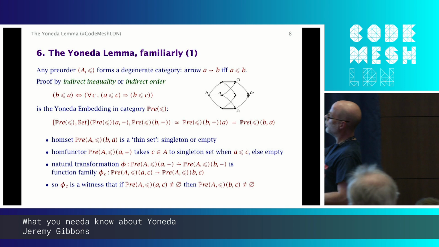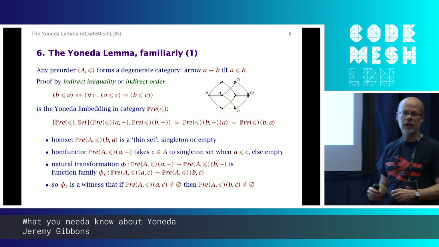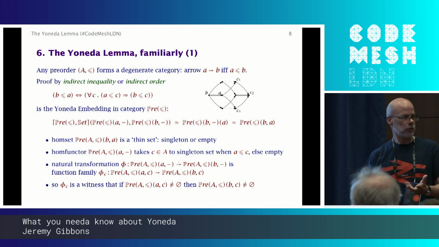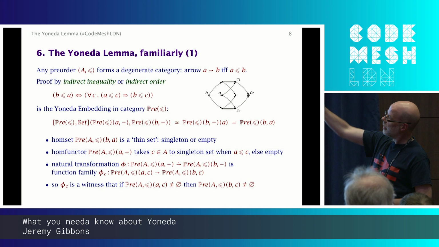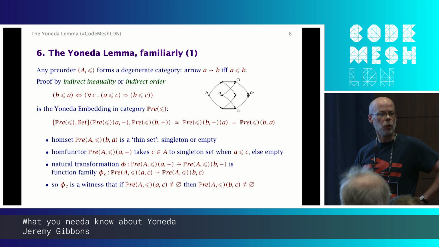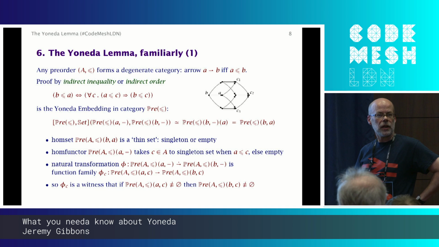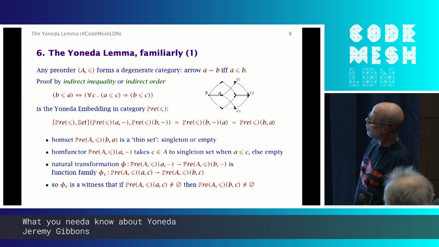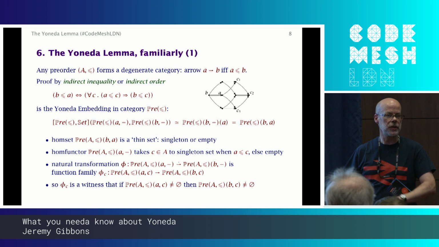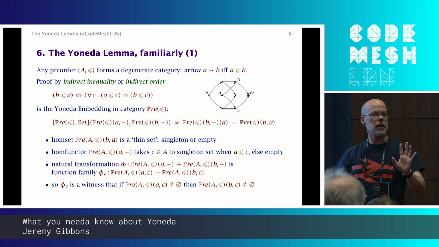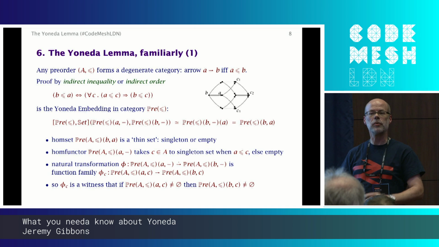And if you just take the definition of the Yoneda lemma and translate it into terms of orderings, what you get is this well-known and familiar rule, called indirect inequality, or indirect order. This can be a useful way of proving that B is less than or equal to A, because you can just take arbitrary things C and prove things about them, and that turns out to be often an easier thing to do.